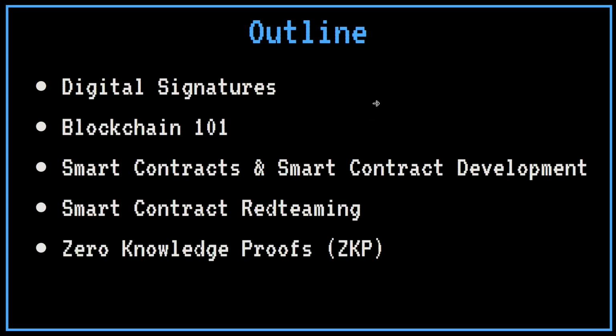So the outline for today is going to be a little bit of crypto. We're going to go over some crypto concepts, and then we're going to talk about some blockchain concepts, and then how to develop some smart contracts, which are like the programs that you can have on a blockchain, and then how to attack these smart contracts. So that's the outline for today. We're going to have a break in the middle as well.